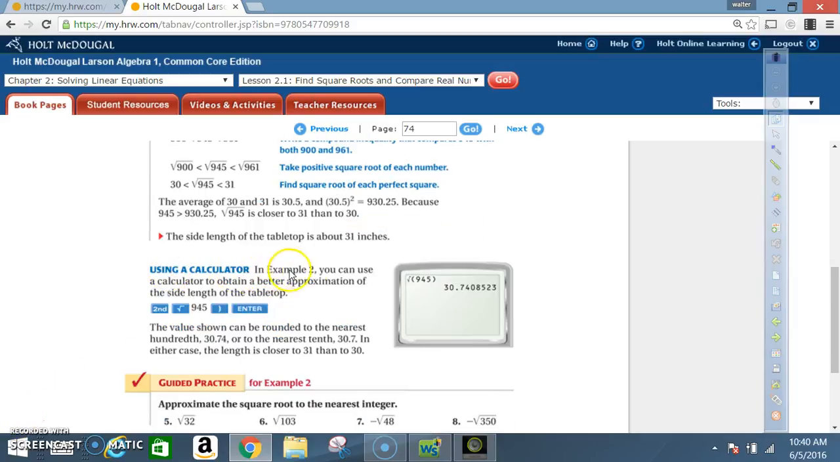Using a calculator. In example 2, you can use a calculator to obtain a better approximation of the side length of the tabletop. You press the second key on your graphing calculator, and it gives you the square root symbol. Then you put in 945 and press the enter key. The value shown can be rounded to the nearest hundredth, 30.74, or to the nearest tenth, 30.7. In either case, the length is closer to 31 than it is to 30.